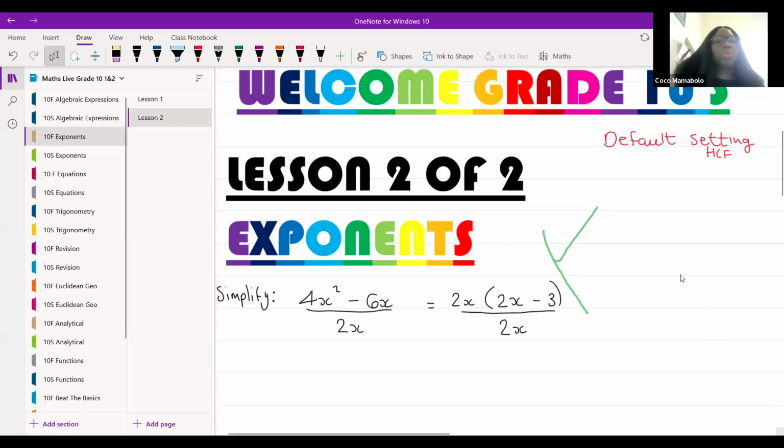Okay. Then what would we do next? Remember, it's an algebraic fraction. What would we then do? Cancel. Yes, whatever we find on the top and on the bottom that's common, we would then cancel, right? So we cancel. Sia, just try again for me, please. See if you can do that for me.